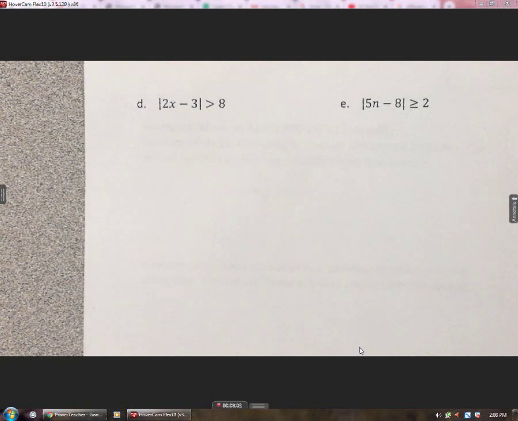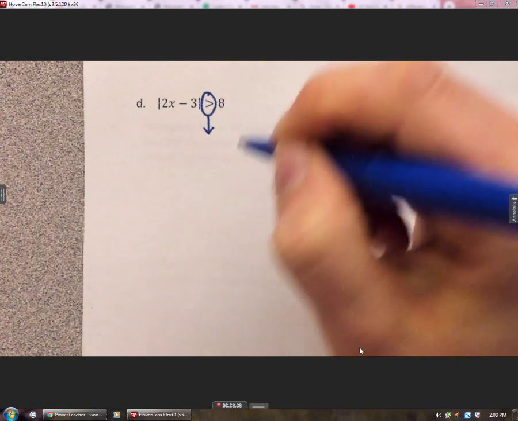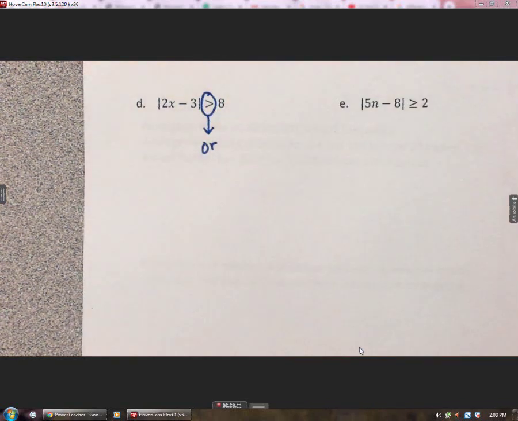All right, let's try some more. This symbol right here tells me an or. Yeah, this is an or. Nothing gets by you guys.